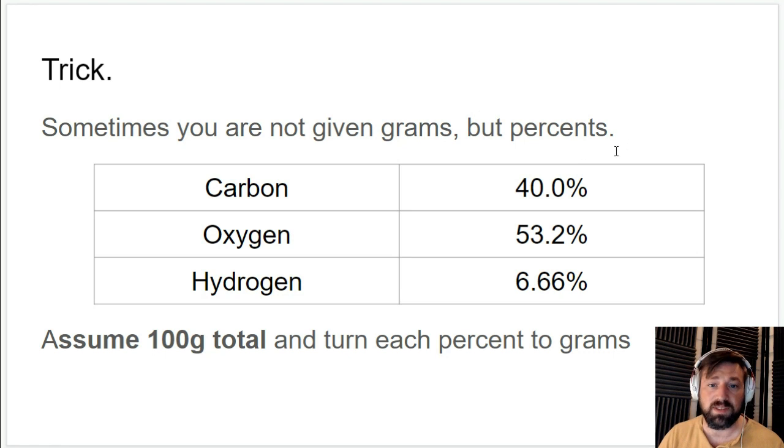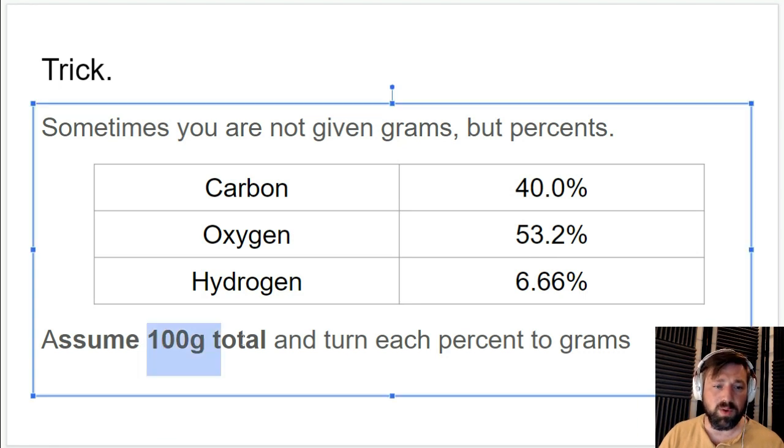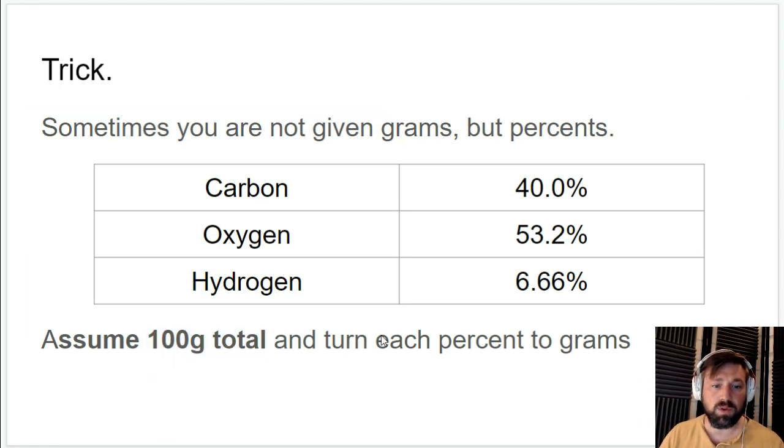Sometimes they don't necessarily give you grams or moles or anything like that. They give you percents, they give you relative abundances. You've seen this before with mass spec, where they give you a relative abundance of each thing. Now, if they do give you percents, what you can do is assume that you have a 100-gram total sample, and that turns each of these percents into grams.